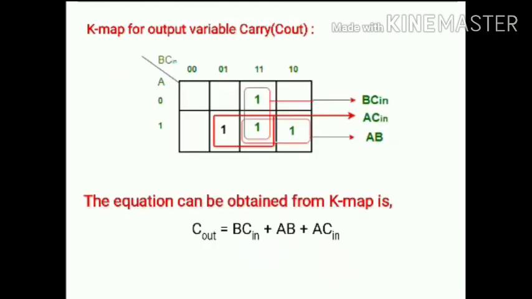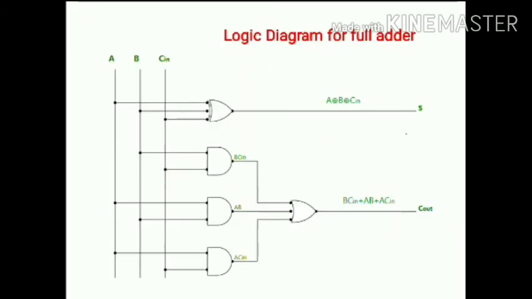Similarly, find the equation for the output variable C out. Here also, the min terms for the output variable C out are marked as 1 in the K-map table. After simplifying the K-map table, the following equation can be obtained. That is, carry out equal to B C in plus A B plus A C in. So this is the logic diagram for full adder.